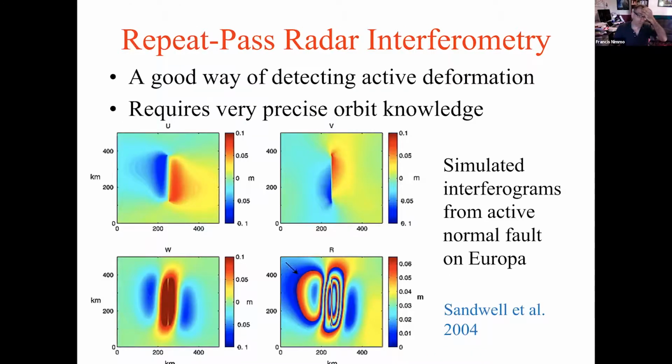All right, so radar interferometry. Peter showed a nice example from the Earth. This is a neat simulation of the kind of interferogram that you might see on Europa. These are the 3 components, the 2 horizontal and the vertical, and then what you see in the line of sight. You can see that the deformation is of order centimeters. So in principle, this is a very good technique for looking for active deformation. I think the big technical hurdle is that you require very precise orbit knowledge to be able to do these repeat passes and form your interferograms. But this is a good way of detecting local deformation.